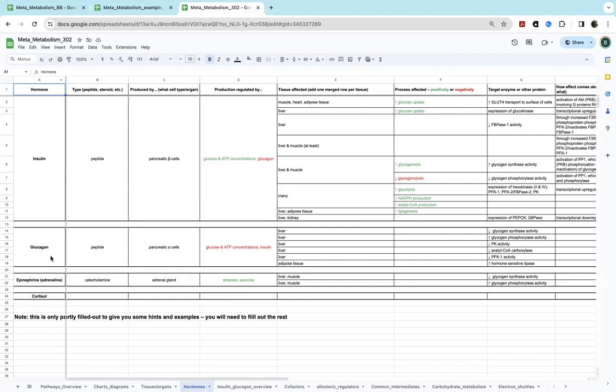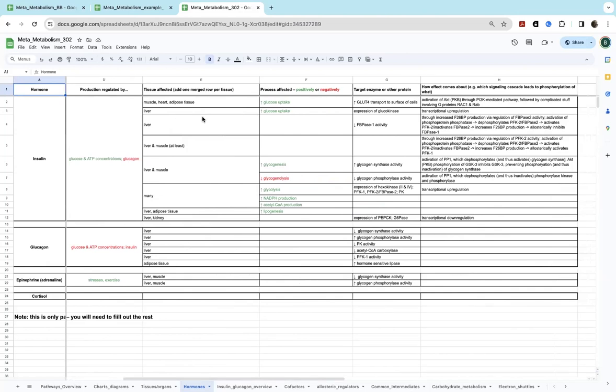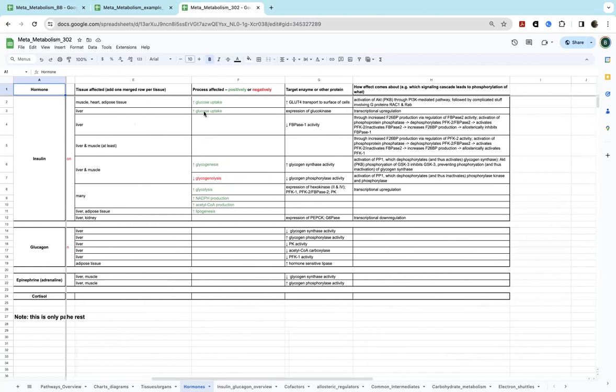But focus on these main hormones that you'll see, though there could also be others: insulin, glucagon, adrenaline, or epinephrine, same thing, and cortisol. What type of hormone are they? Where are they made? How is their making regulated? What tissues are affected? And then for each one, you choose a target enzyme or other protein, and how is it affected by this hormone? In what tissues is that happening? And how does that come about?